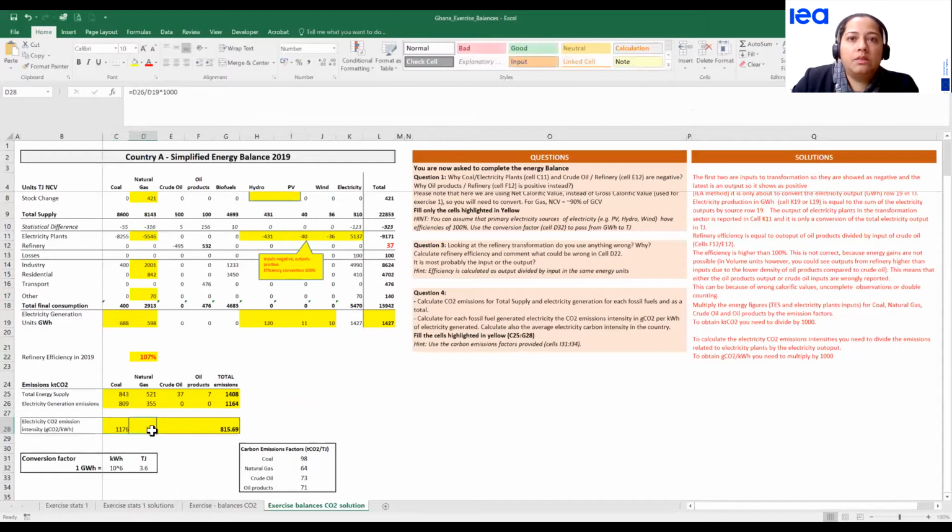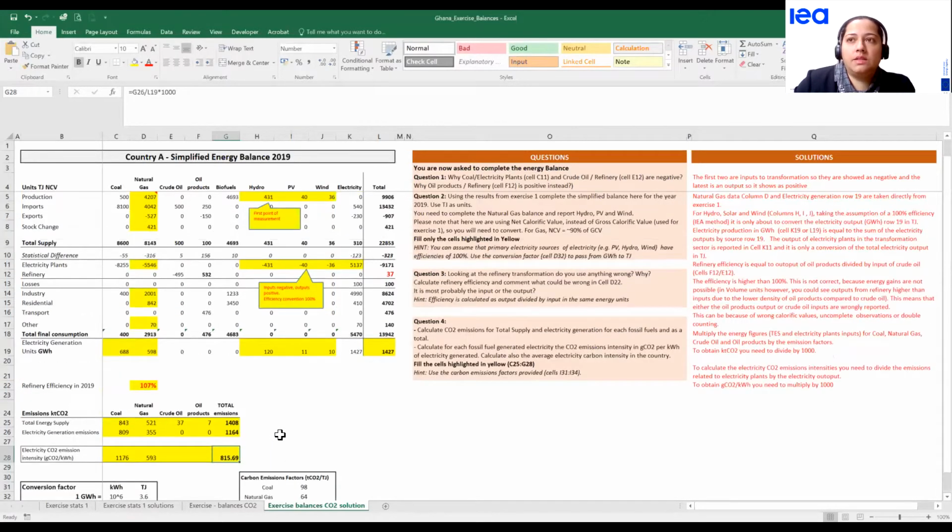And you do that also for natural gas. For crude oil and oil products, there's no electricity generation. And for the total, you take your total electricity generation emissions, divide by your total amount of electricity output, and multiply by 1000. So that was all for the exercise.